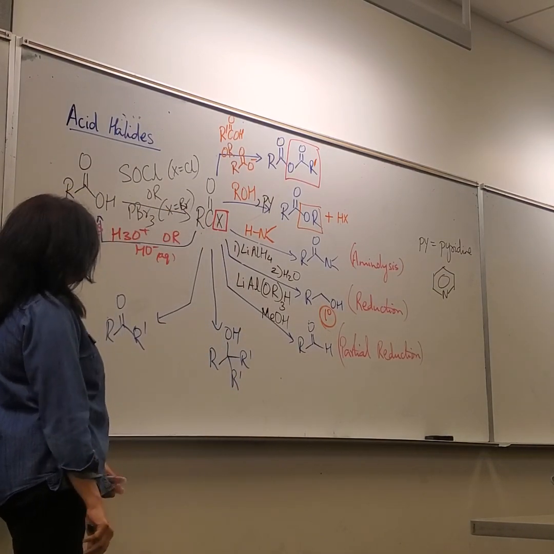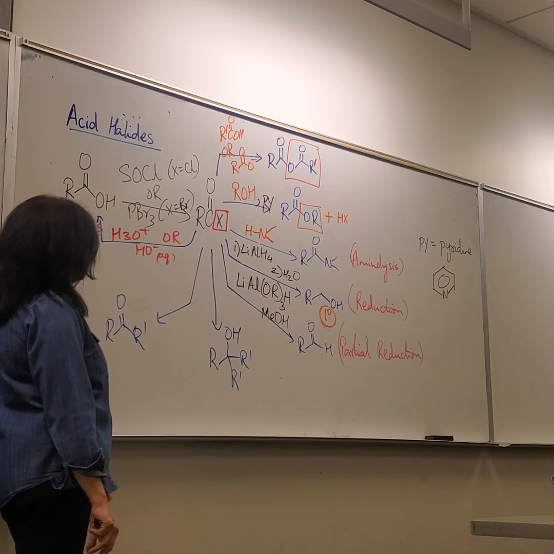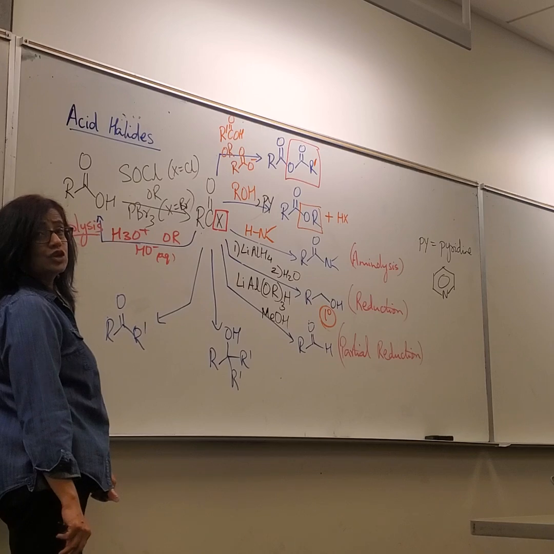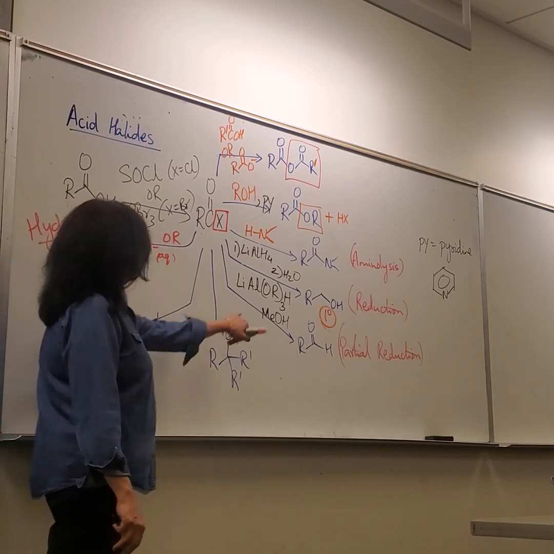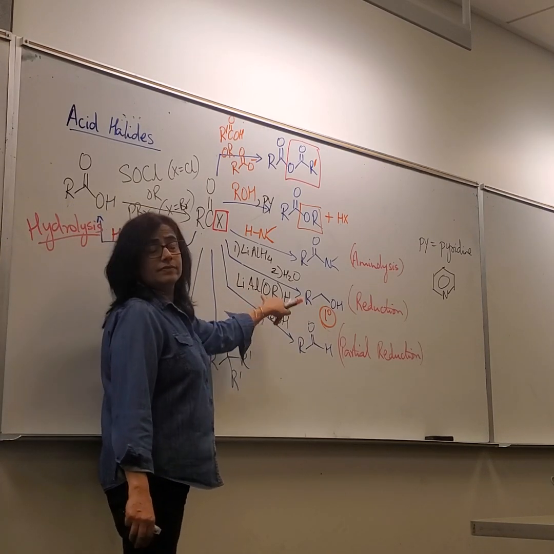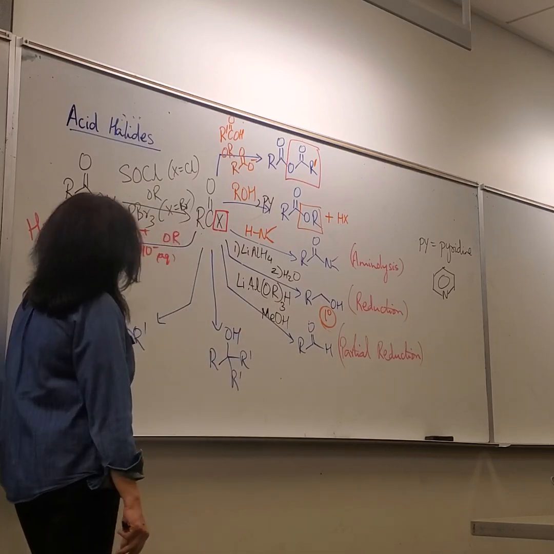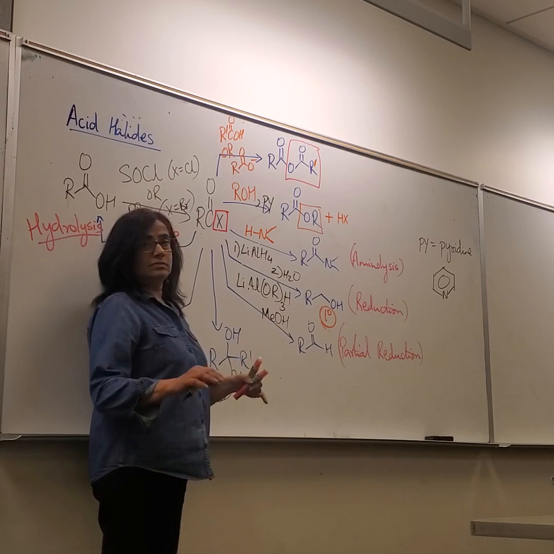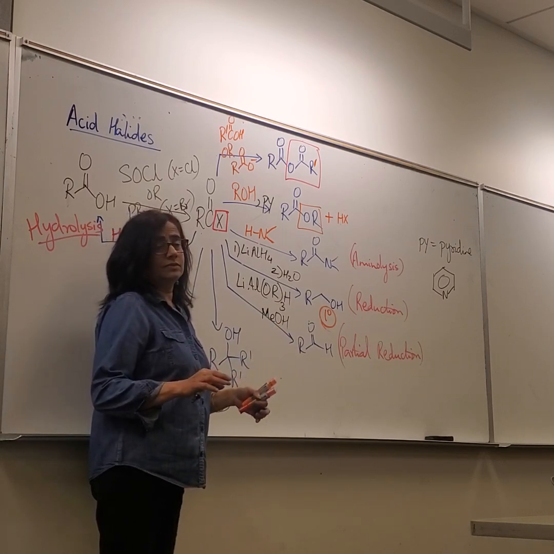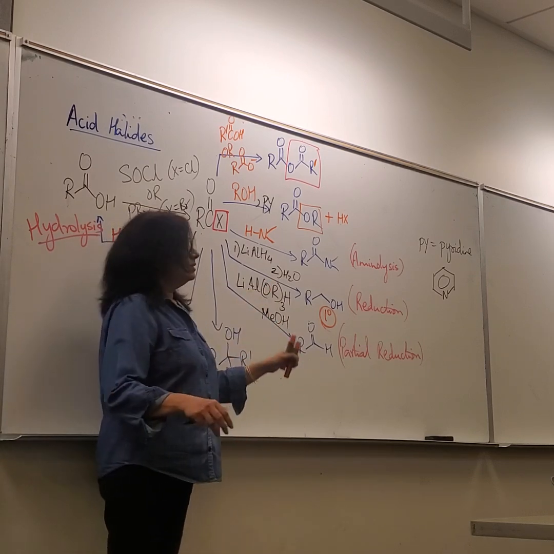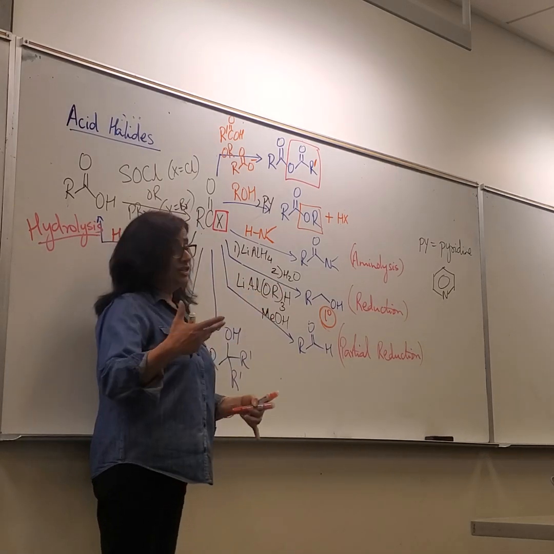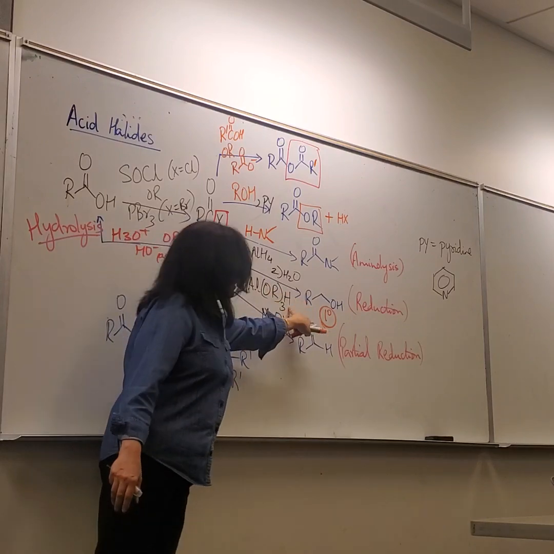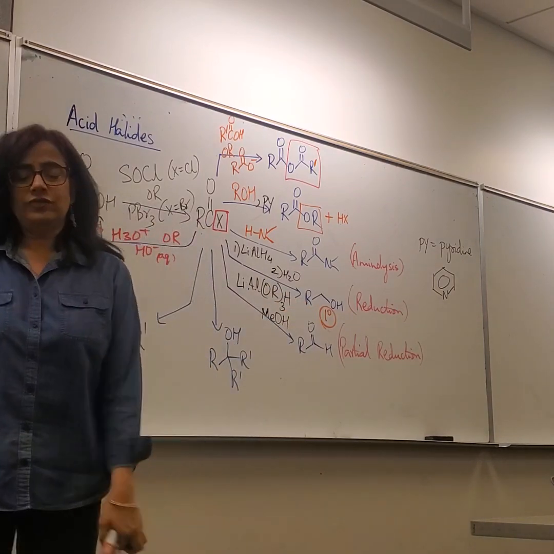MeOH is methanol. It's part of the solvent. How do you call the reagent again? Lithium aluminum hydride? How do we call it for short? No, there's no short, there's no abbreviated form. Let me finish: lithium trialkoxy aluminum hydride. Yeah, there's no short for that.